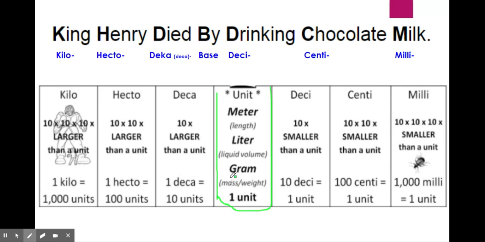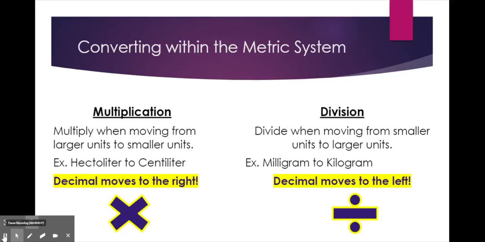All right, so our base unit could be gram, liter, and meter, and we can add any of these prefixes to the base unit. Converting units within the metric system involves multiplying or dividing by powers of 10, which changes the placement of the decimal point. We multiply when moving from larger units to smaller units. Example, hectoliter to centiliter. The decimal moves to the right.